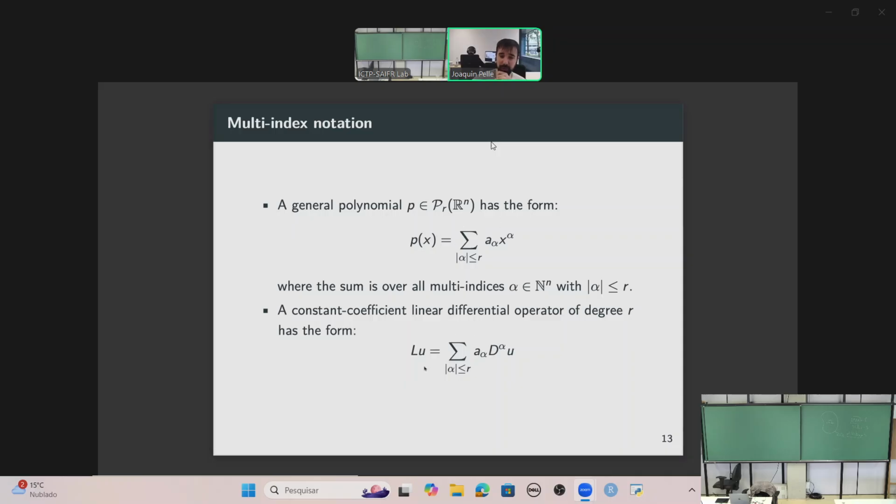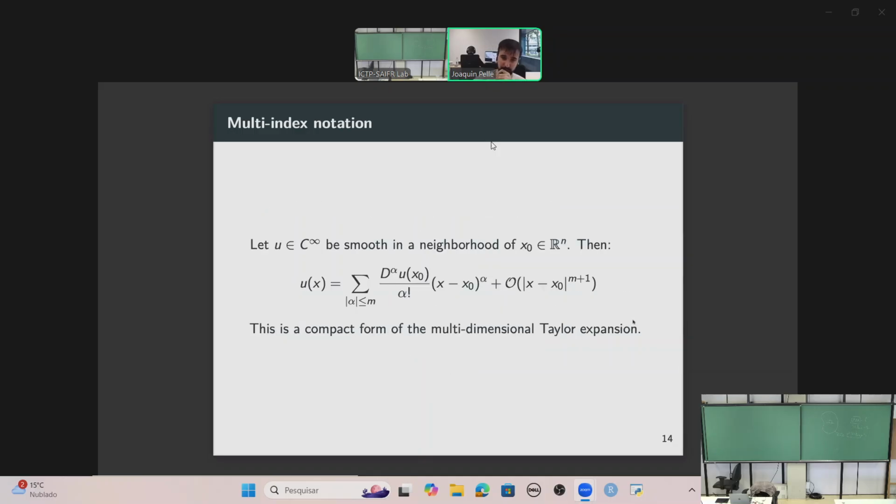We can easily write also, for example, a linear differential operator of degree r in this way, where the idea is exactly the same. We have the derivative written in this way, and then we take a combination of all of these derivatives, summing over all the multi-indexes that have order less than a given degree r. And this gives us a linear differential operator of degree r.